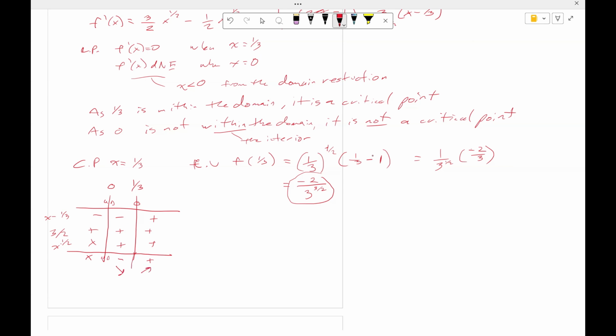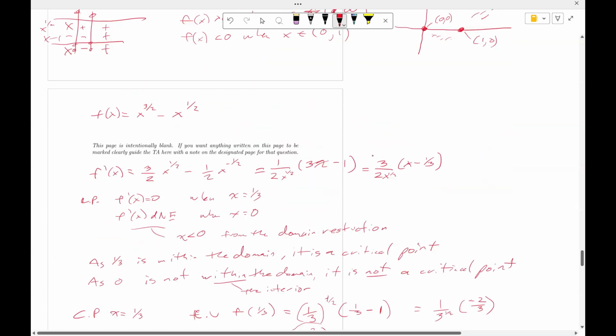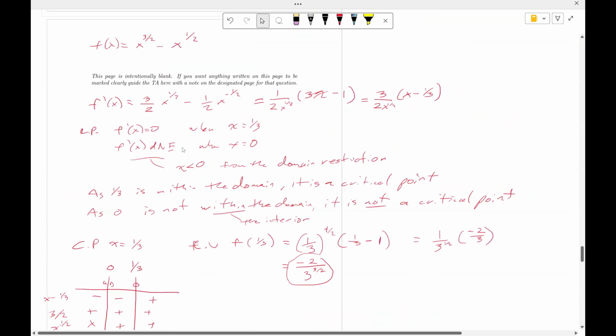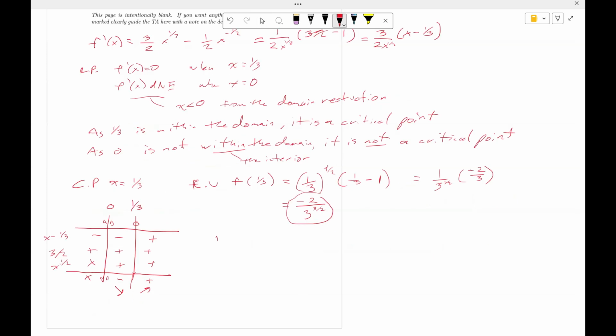Okay. Now, I haven't asked you to classify the critical points. So I haven't asked you to say whether it's a local minimum or local maximum. You're more than welcome to, but you don't need to based on how the question was labeled. But I need to tell you where you're increasing and decreasing. So f of x is increasing for x in the interval 1/3 to infinity, and f of x is decreasing for x in the interval 0 to 1/3.